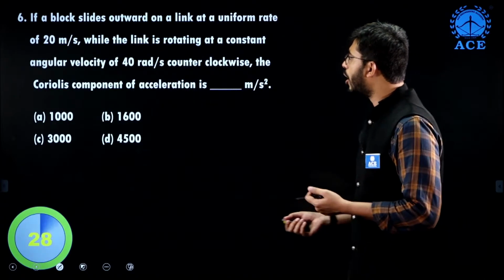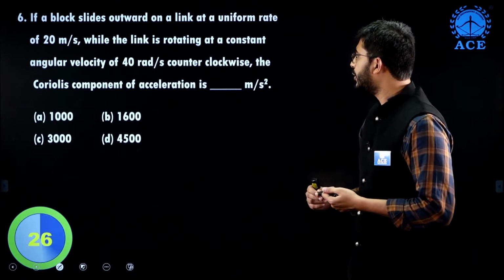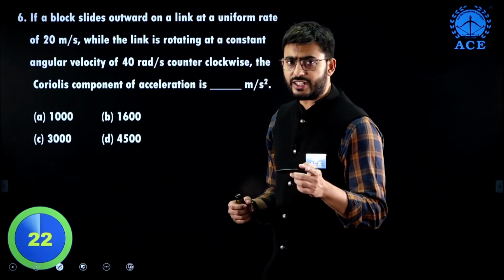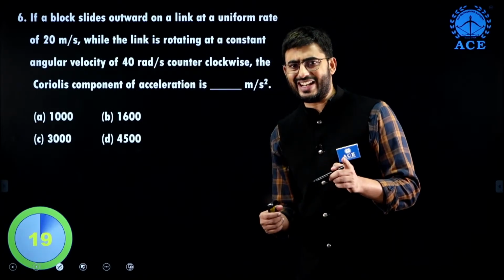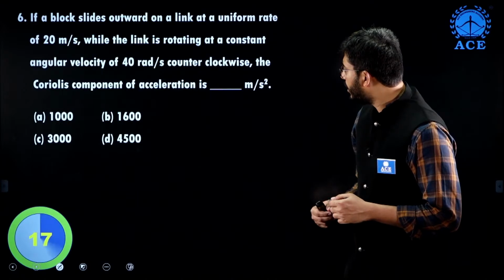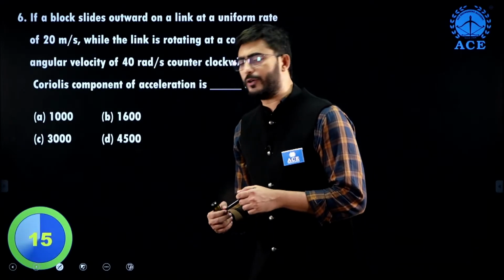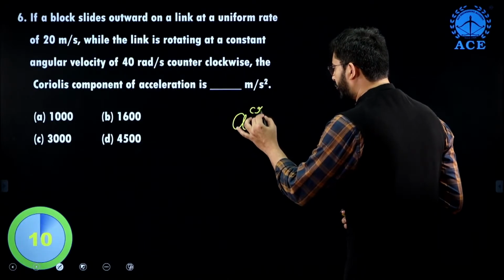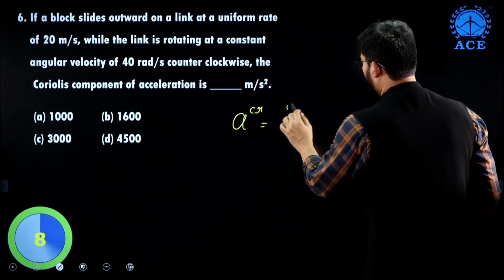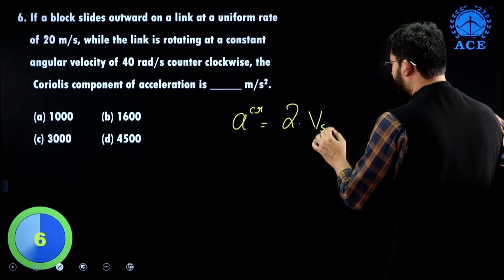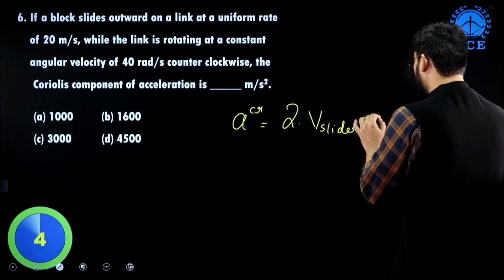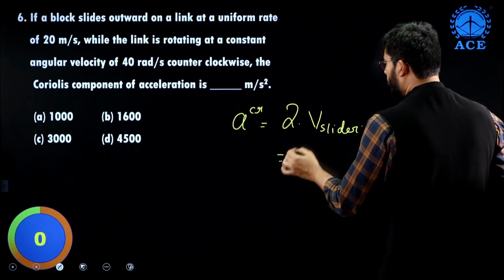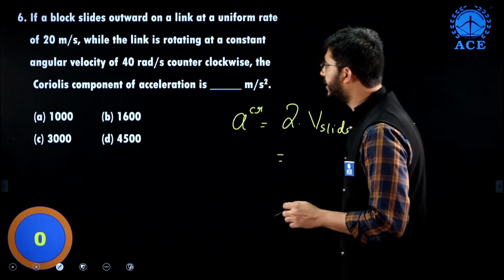If the block slides outward on a link at a uniform rate of 20 meter per second and the link is rotating with a constant angular velocity of 40 radians per second counterclockwise, the Coriolis component of acceleration. Coriolis component of acceleration is given by the simple formula: a Coriolis equals 2 times the velocity of the slider times omega of the link. So directly we have to do the multiplication, nothing else here.